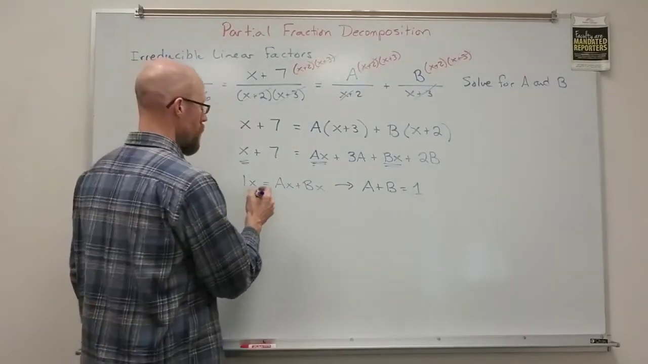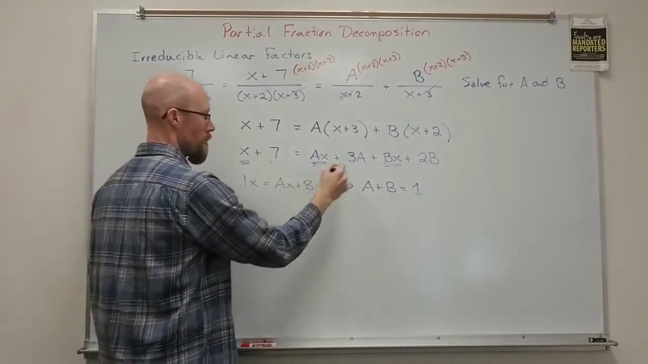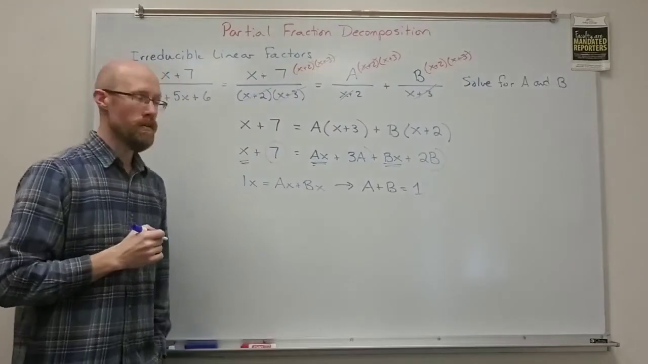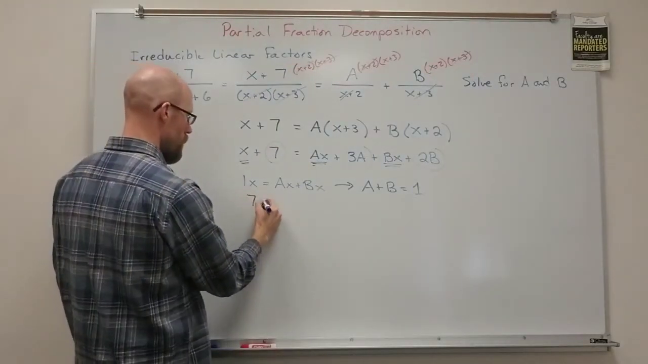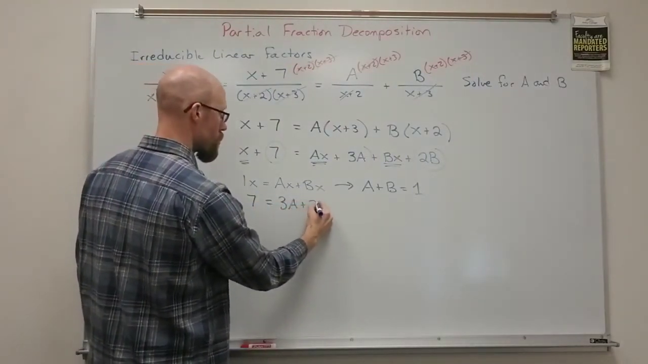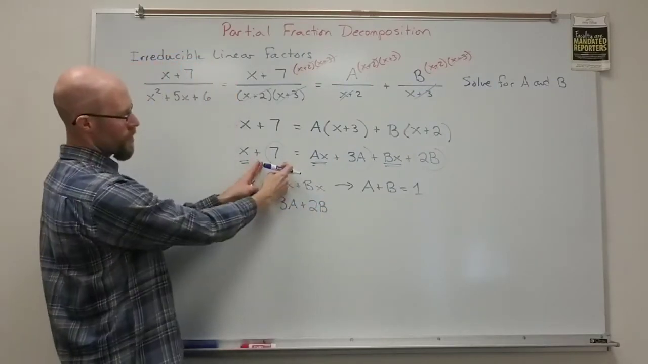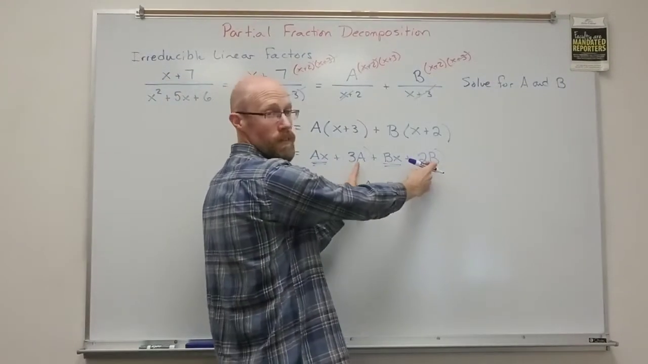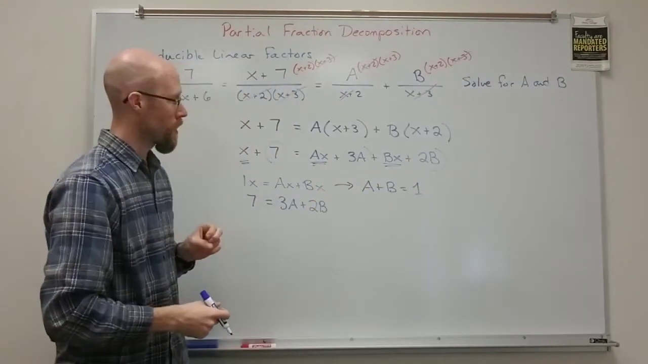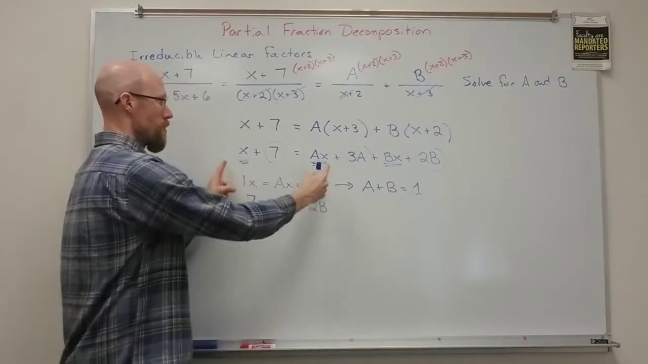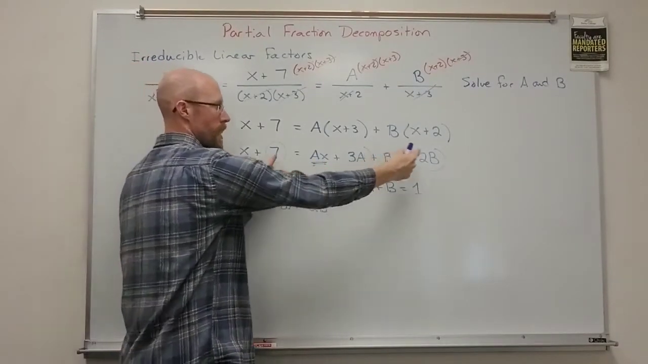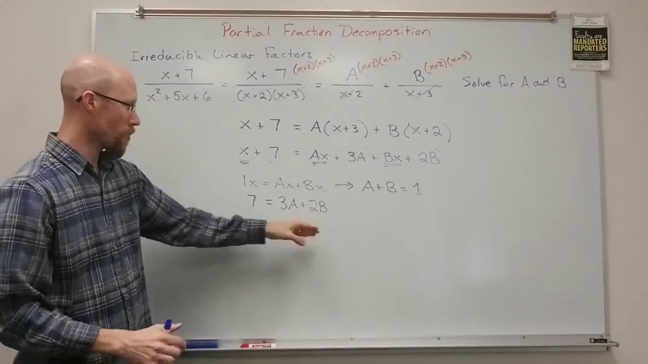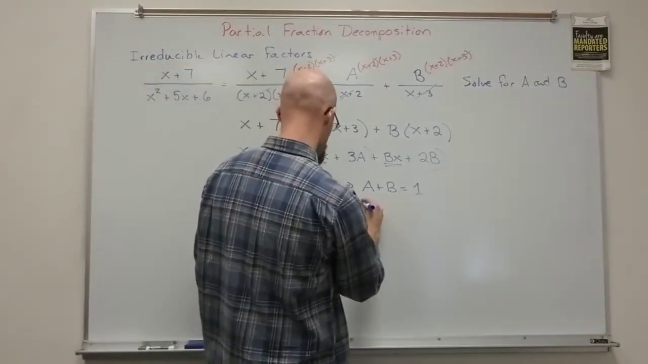I also know that the 7 must equal 3a plus 2b, right? So I know that 7 equals 3a plus 2b because the constant on the left, the constant of the polynomial, must equal the constant of the other polynomial. Okay? If the two polynomials are the same, then the x terms have to be the same and the constants have to be the same. All right, and so this gives me a second equation. In fact, I'll write it in standard form.